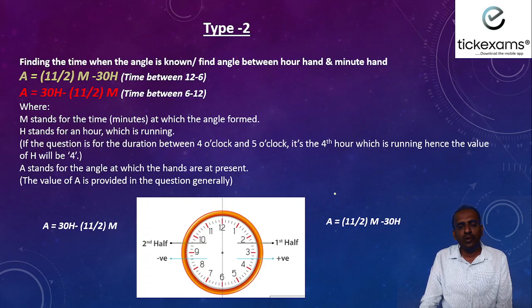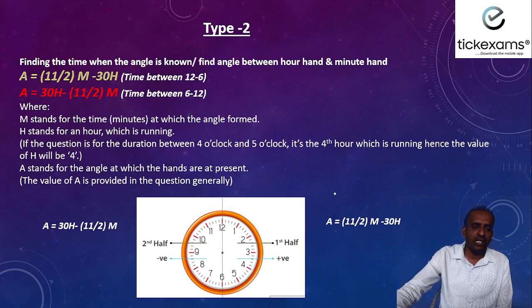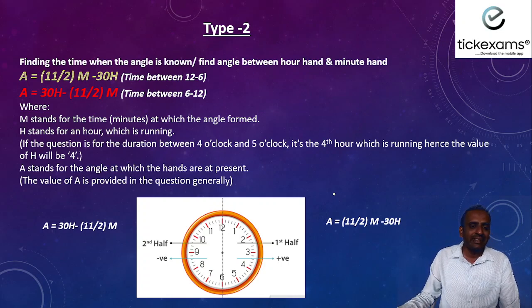In our previous video, we learned the basics of clock-related problems and we have also solved type 1 problems. Now in this video, we will try to understand type 2 problems of clocks. Let us try to understand. So what are these type of questions? There will be questions on finding the time when the angle is known. The angle between the hour hand and minute hand will be given, and we have to find out the time. Or sometimes they will give us the time, and we have to find out the angle between the hour hand and minute hand.